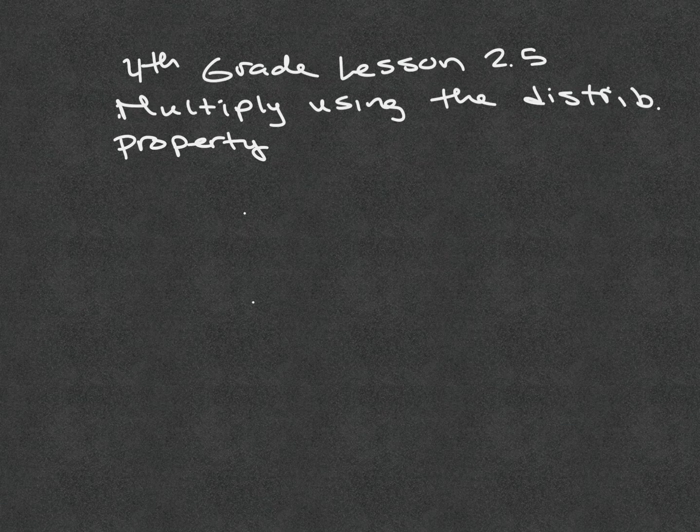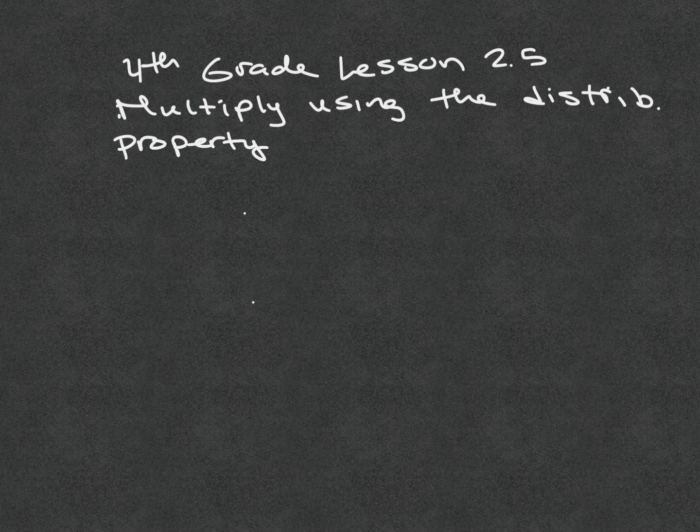Fourth grade lesson 2.5 is multiplying using the distributive property. The distributive property is a property you'll end up using a lot over the next several years in math, and it really is just a way to break the numbers up in a way that makes calculating with them a little bit easier. So we'll be using that property to learn to multiply.